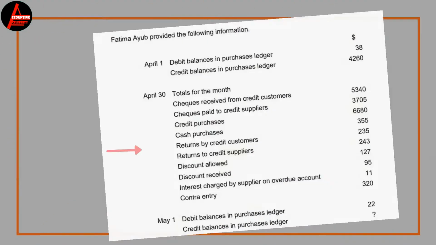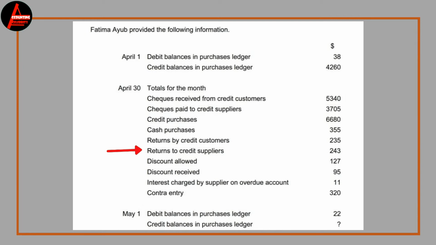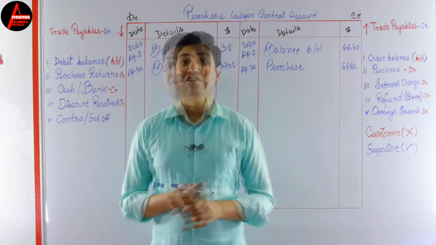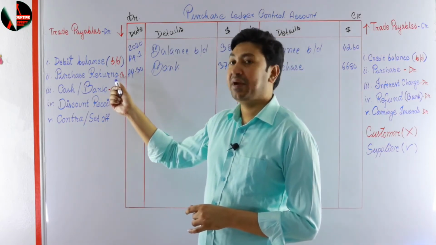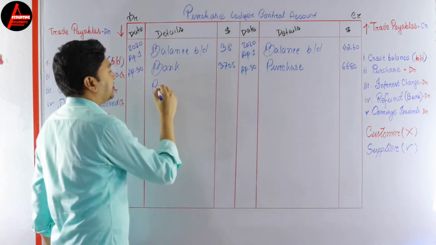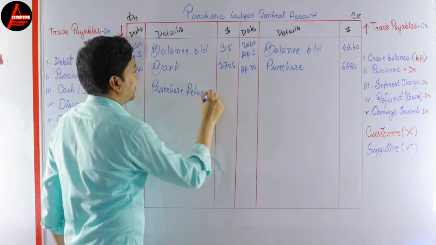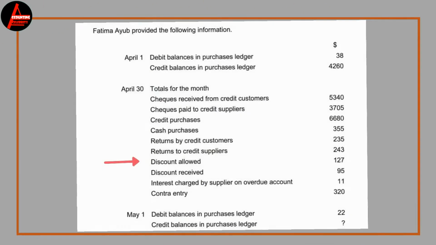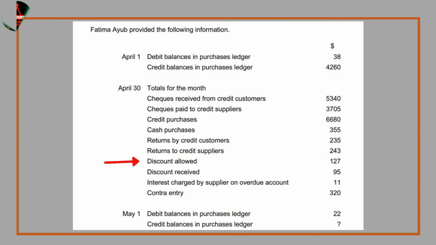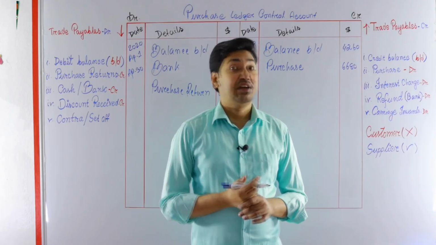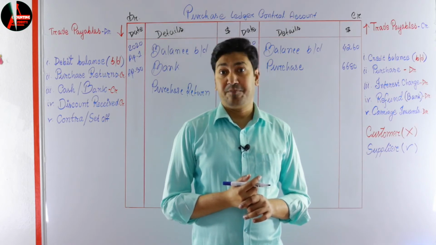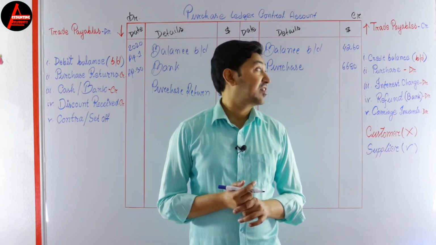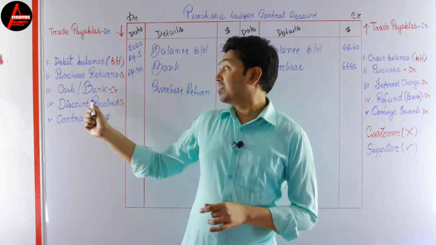Next one is returns to credit supplier, 243. Return to credit supplier, what return? It is a purchase return. So purchase return comes in the debit side. Let us write purchase return $243. Okay, over. Next one is discount allowed $127. Discount allowed will never come. Discount allowed will go to the sales ledger control account. Here only discount received comes.